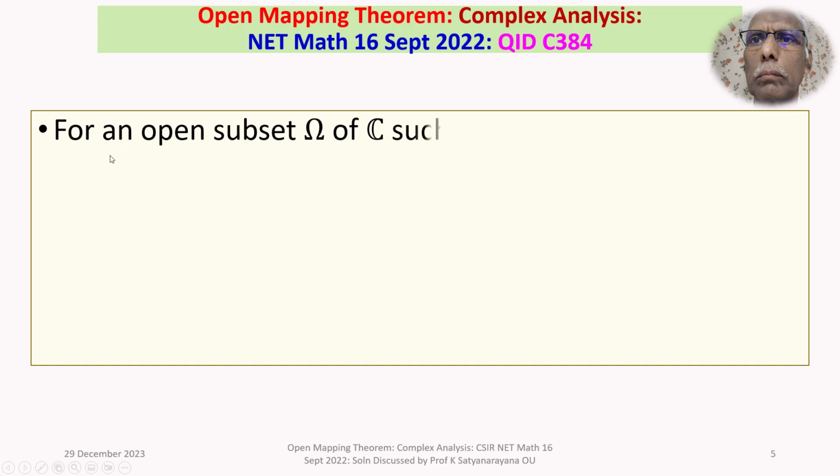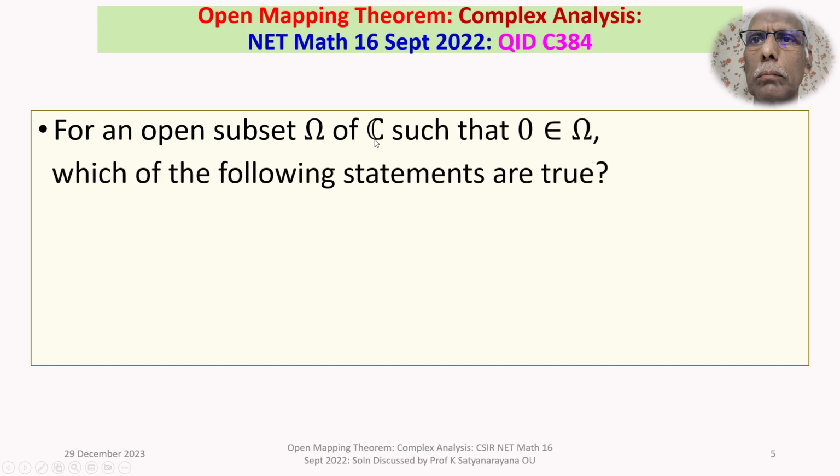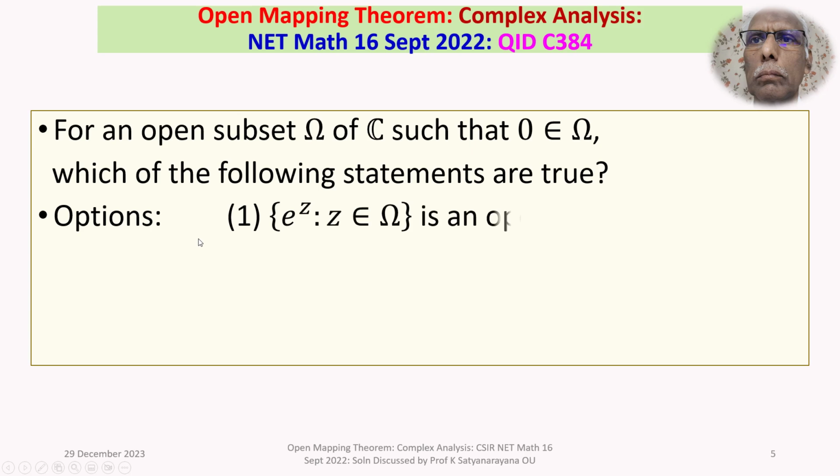The given question is: for an open subset omega of the complex plane C such that 0 belongs to omega, which of the following statements are true? We are given four options.